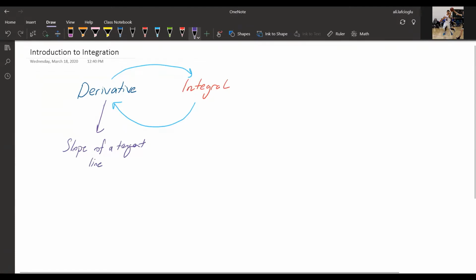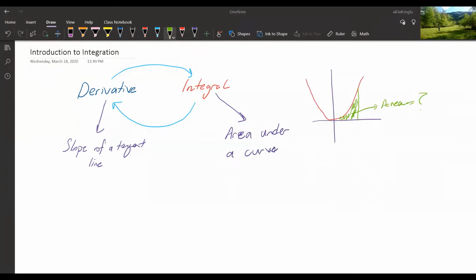So if you remember the first introduction lesson, calculus has two main goals. Calculus deals with two problems. One of them is the slope of a curve. The second one, do you remember the second one? The second one is area, the area under a curve.